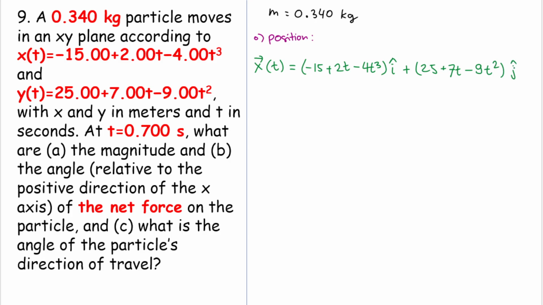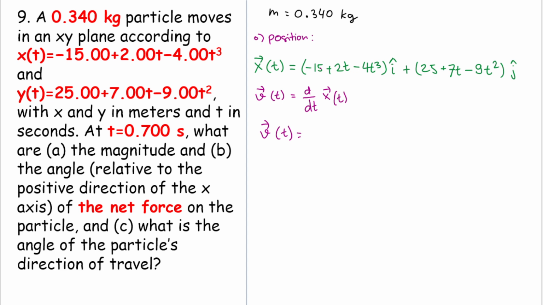Why do I want to write it in the unit vector notation? Because we can derive the velocity and also the acceleration in the unit vector notation, right? So in the unit vector notation, the velocity v(t) is the derivative of this one with respect to time. So I will have d over dt of x(t), right? And so we will have our v(t) here in the unit vector notation.